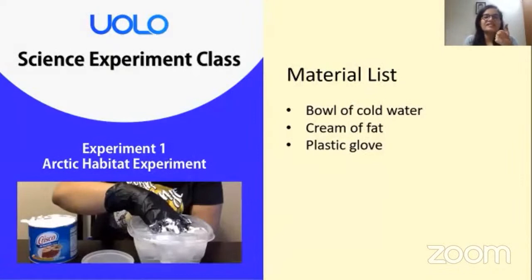So the materials that we need are a bowl of cold water or ice. If you don't have ice, you can put cold water and ice as well. Cream of fat, so cream which is really rich in fat. And a plastic glove or a rubber glove, anything would do. Okay, so I hope you're ready with the material. Shall we go ahead? We will perform the experiment with the video. I'm just going to play it and I'll keep explaining it so that you all know what you are doing. So let's go ahead.